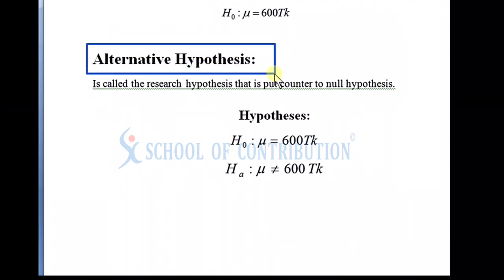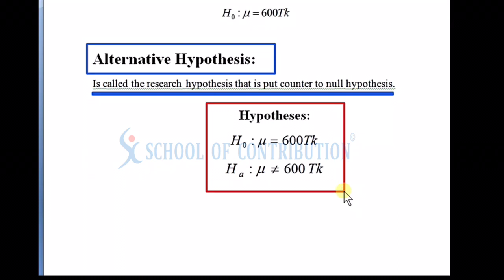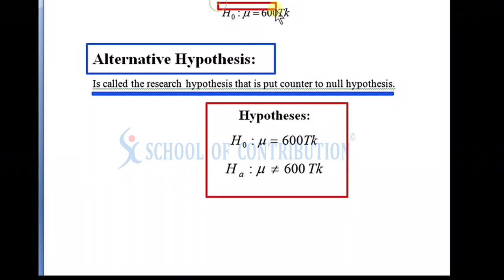Alternative hypothesis is simply the hypothesis that is put opposite to the null hypothesis. Sometimes it is called the research hypothesis, that is put counter to the null hypothesis. Let us consider the following example. So far we know our null hypothesis is 600 because we assume that mean income is 600. This is now our null hypothesis.